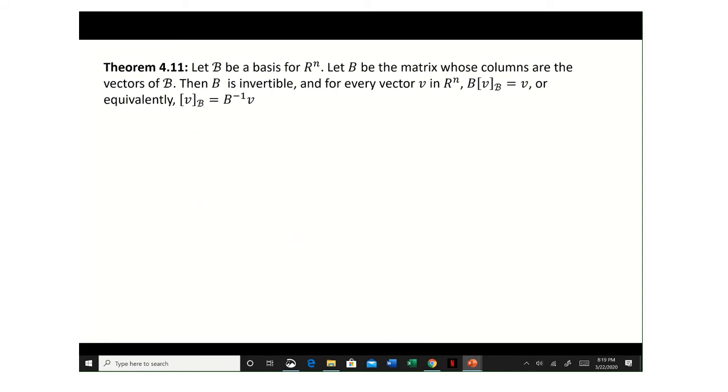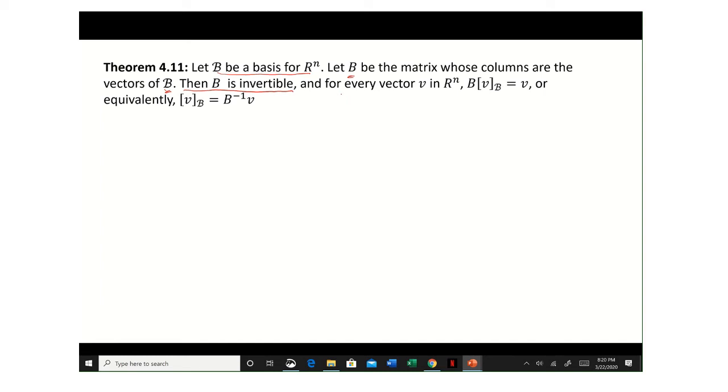So this gives me this theorem. If B is a basis for R^n, and let B be the matrix whose columns are the vectors of my basis, then B is invertible. Why is B invertible? Well, part of being a basis is that you are linearly independent. All the elements are linearly independent. Because it's a basis for all of R^n, in this case we're not talking about a subspace, that means you have n linearly independent vectors of size n. You stick them all together, and because they're linearly independent, they are going to be invertible. That was using some of the things we've seen in previous classes.